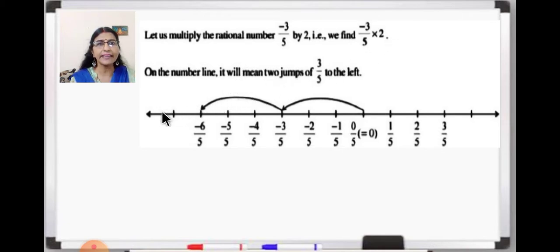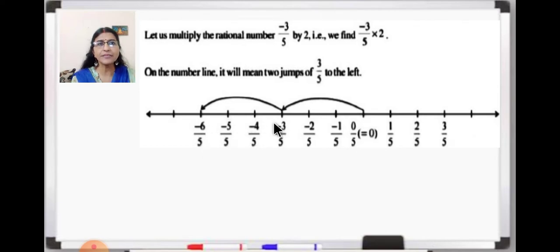Here you can see the number line given, and as this rational number is negative, here this is 0 and all of these are on the negative side. You can see this is divided into 5 parts. We have learned this before. 0 is written as 0 upon 5, then minus 1 upon 5, minus 2 upon 5, minus 3 upon 5, minus 4 upon 5, minus 5 upon 5, and this is minus 6 upon 5.